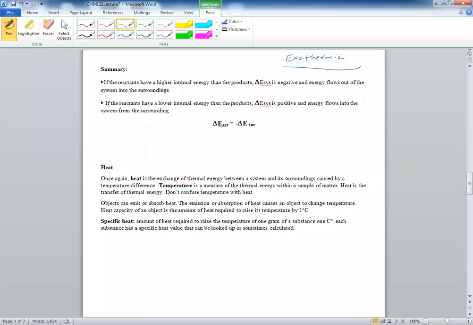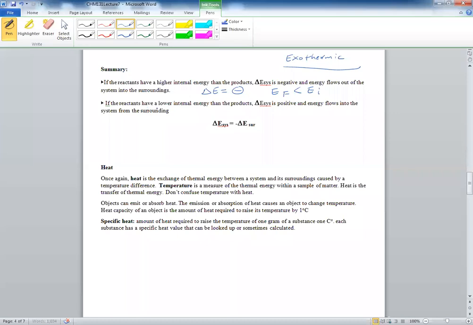So in summary, if the reactants have a higher internal energy than the products, then delta E of the system is negative and energy flows out of the system into the surroundings. We already talked about how delta E would be negative because E final would be less than E initial. And the opposite is true.